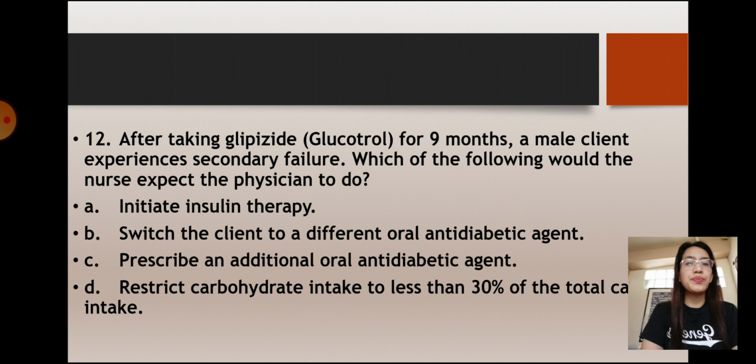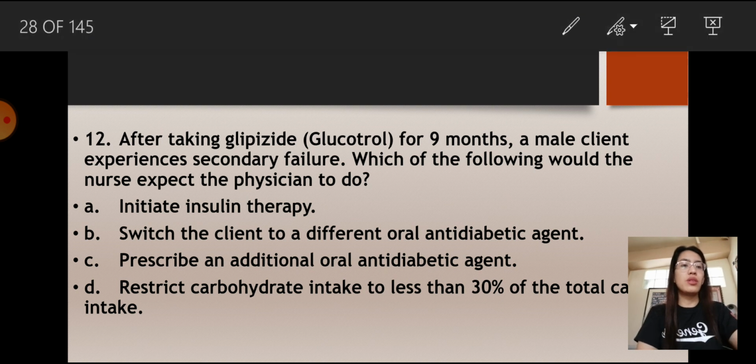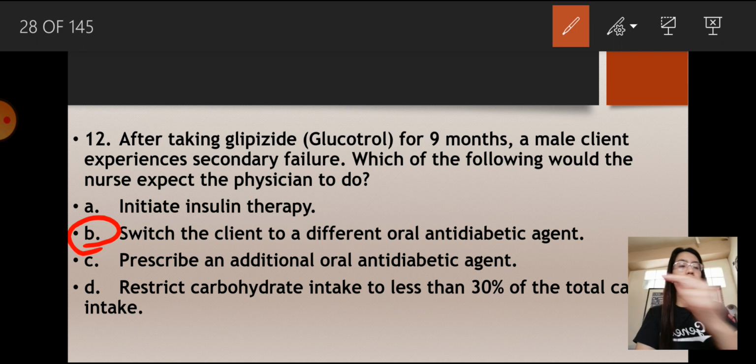So kung hindi gumana yung glipizide, ano na ang gagawin? Although pwedeng mag-insulin na yung patient, pero usually ang ginagawa dyan, papalitan muna. Tatry muna sila ng iba kasi marami namang mga gamot pa, right? Just like what we have discussed a while ago. So for this number, ang expected na gagawin ng doctor ay maaaring palitan. Switch the client to a different oral anti-diabetic agent. So 12 is letter B.